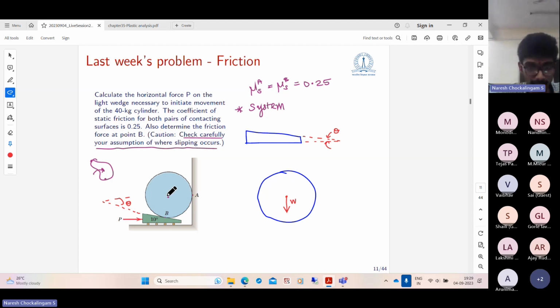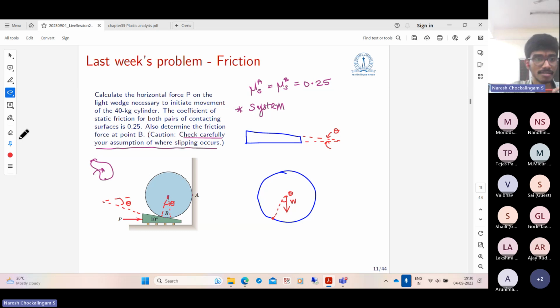If this angle is theta, what is the angle with the vertical? So this is theta. This is theta. And if you complete it, this will be 90 minus theta. Yeah, this will also be theta, 10 degrees in this case. So the contact at this point is happening somewhere here. This is a cylinder. So this is also theta.